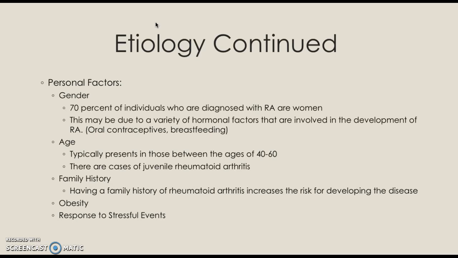70% of individuals who are diagnosed with RA are women. This may be due to a variety of hormonal factors that are involved in the development of RA, such as oral contraceptives or breastfeeding. RA typically presents in those between the ages of 40 to 60, but there are cases of juvenile rheumatoid arthritis. If RA is part of your family history, then the risk of developing the disease increases.